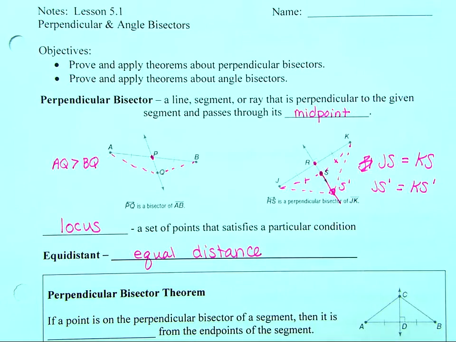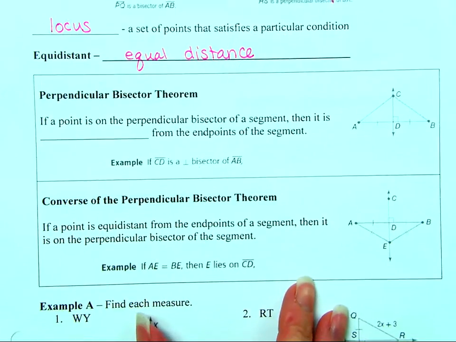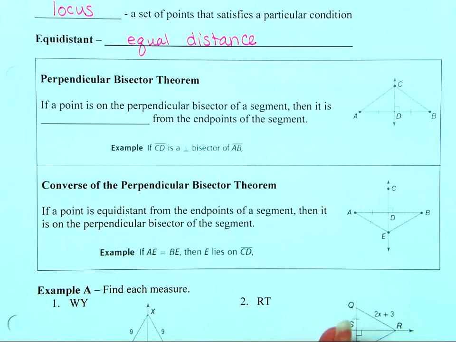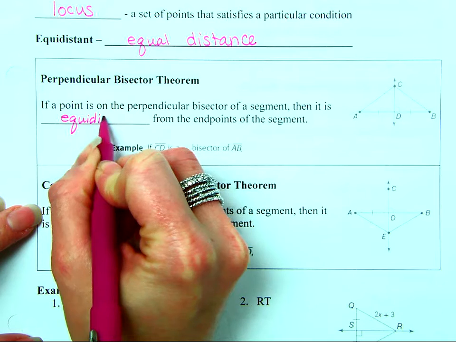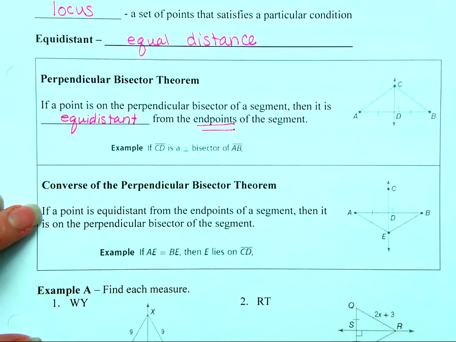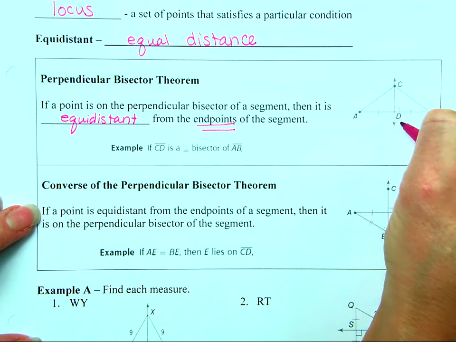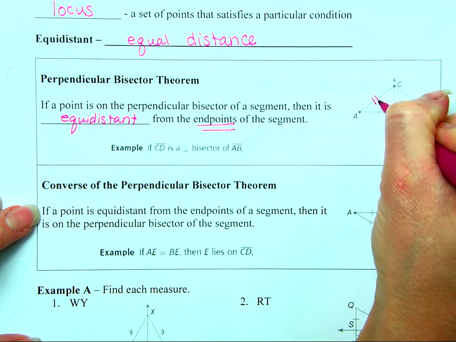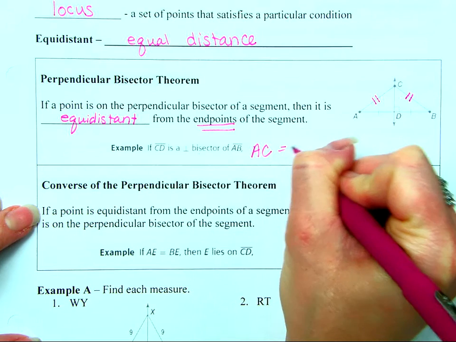And that is exactly what the perpendicular bisector theorem says. It says that if a point is on the perpendicular bisector of a segment, it is equidistant from the endpoints. That's an important note there. So I can see that I have a perpendicular bisector, which means that this segment and this segment must be the same, or AC must equal BC.